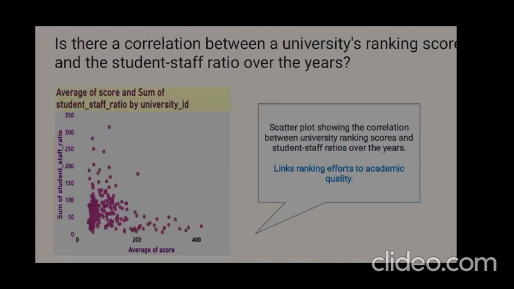Next question: is there a correlation between a university ranking score and the student staff ratio over the years? Again in this question, as the correlation is asked, and I told earlier that for showing the correlation we use a scatter plot. Scatter plot showing the correlation between the university ranking score and the student staff ratio over the years links ranking efforts to academic quality.